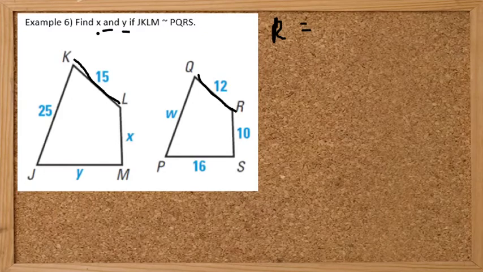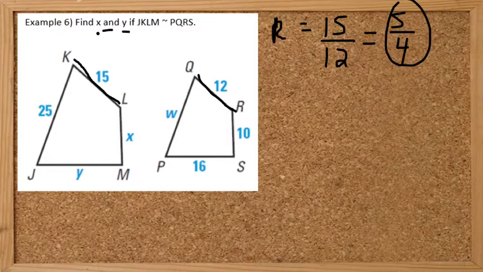Notice if we tried to put 25 over w, it doesn't work. Y over 16 doesn't work. X over 10 doesn't work. There are variables on all those other sides. So the only one that has numbers for both of them, 15 and 12, reduces down to 5 over 4. Okay, so that is our magic number.